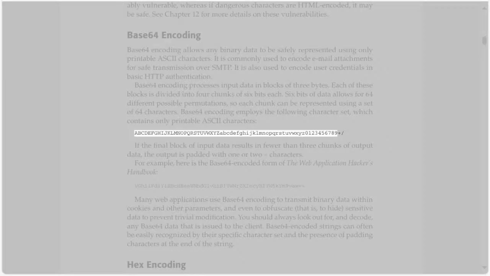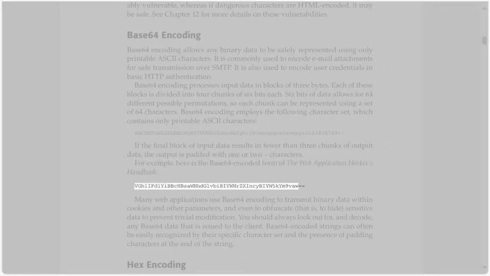Base64 encoding employs the following character set, which contains only printable ASCII characters: A to Z, a to z, 0 to 9, plus, and slash. If the final block of input data results in fewer than 3 chunks of output data, the output is padded with 1 or 2 equals characters. For example, here is the Base64 encoded form of The Web Application Hacker's Handbook.